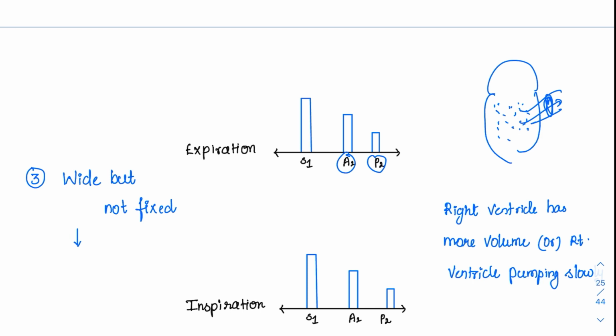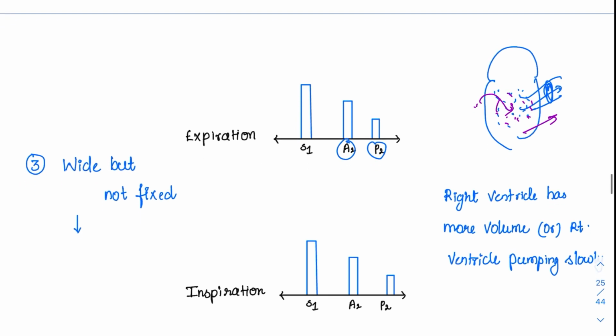And where else can it happen? If the right ventricle is not pumping properly, then also it can happen. So what are the examples for this? Wide but not fixed: either the right ventricle has more volume or the right ventricle is not pumping properly. These are the two reasons. So what are the conditions? There could be one more interesting condition also. If there is a ventricular septal defect, a hole here in the ventricular septum, then whenever the ventricle pumps in systole, the blood will come here and increase the volume here also.